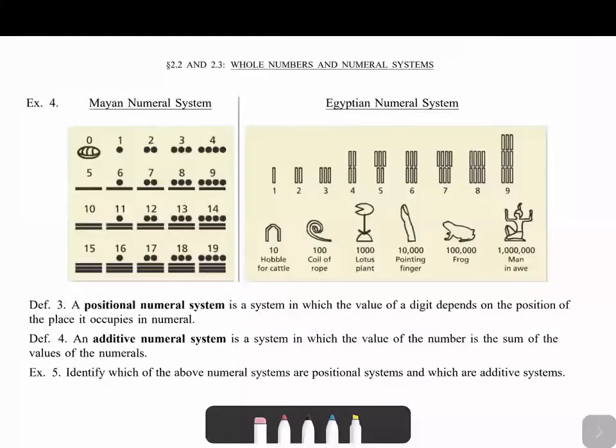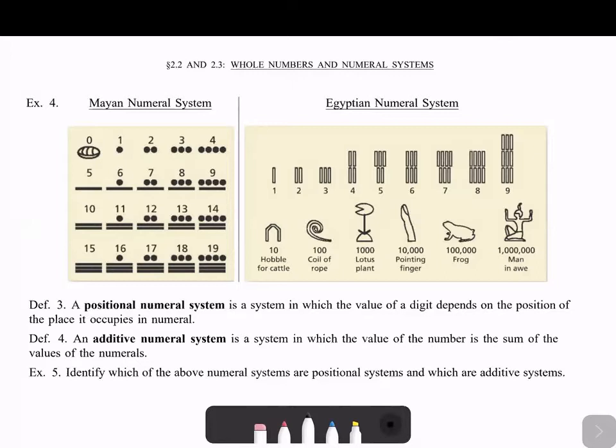Hi everyone, this is the third video for section 2.2, 2.3, whole numbers and numeral systems. I had two more of the numeral systems just to go over, the other two examples in section 2.3.